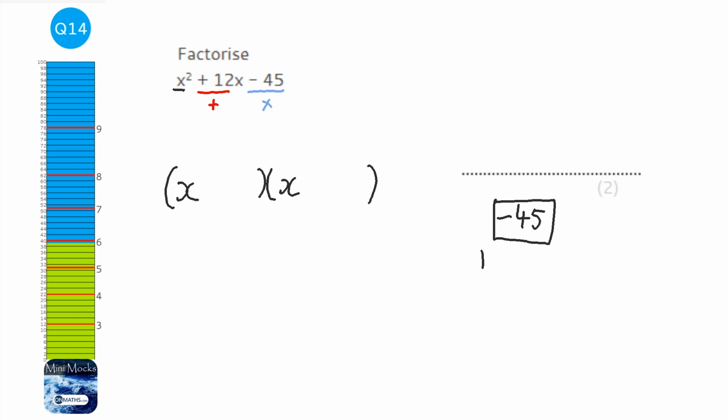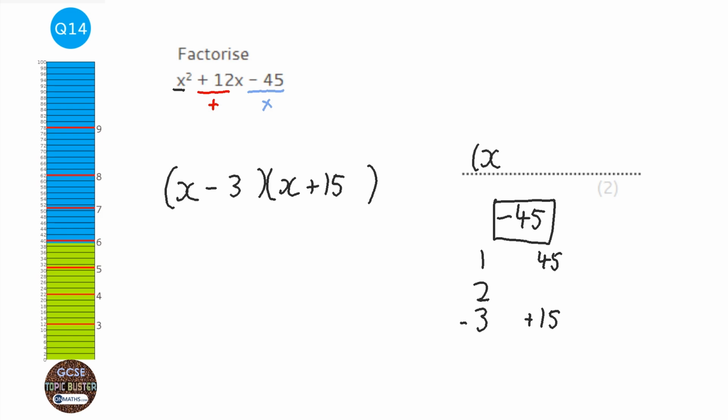So I could try 1 and 45, so let's have a think. I could have a positive 1 and a negative 45, that would make minus 44, or I could have a negative 1 and a positive 45, that would add together to make 44. Now we needed to get to that 12, so that's not going to get 12. So 2 doesn't work, there aren't any with 2. 3 and 15, let's have a think. Positive 3 and negative 15 would be minus 12, so if we have a positive 15 and a negative 3, that would add together to make the 12. So we'll have a negative 3 and a positive 15. And you can expand that to check that it works. And it doesn't matter which way around you put them. So I'm going to put my answer the other way around, like that.